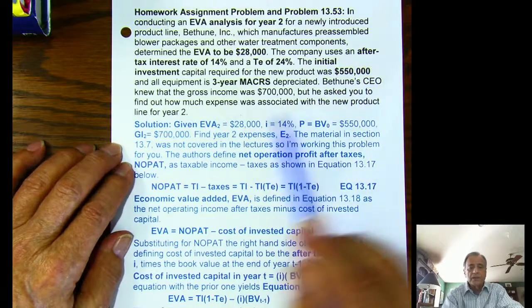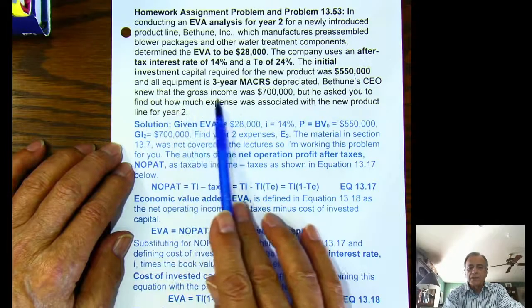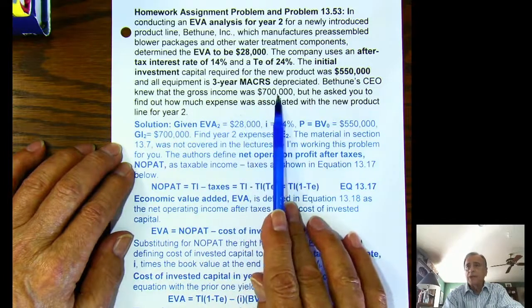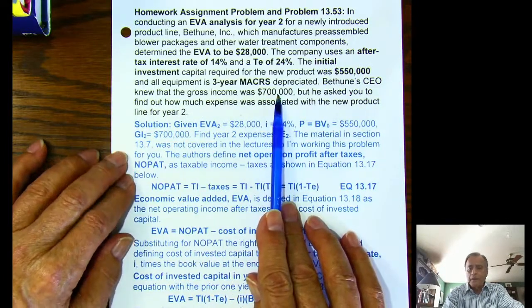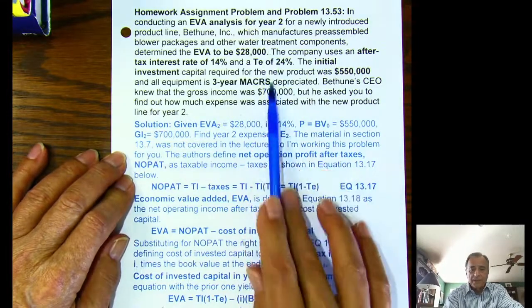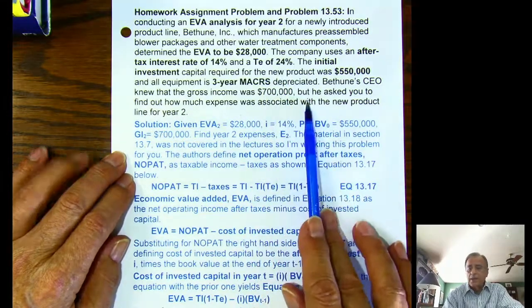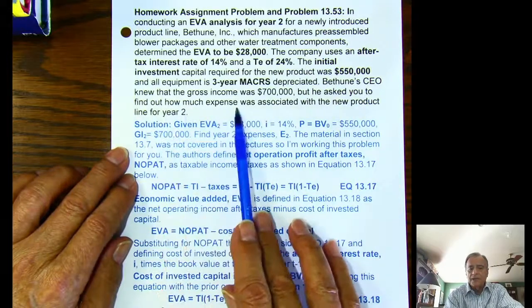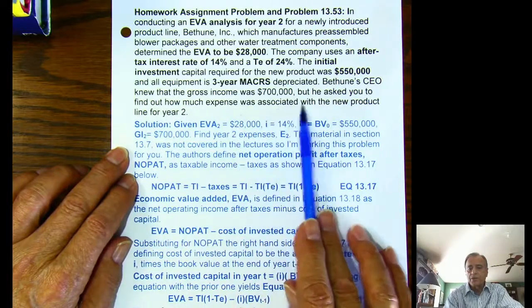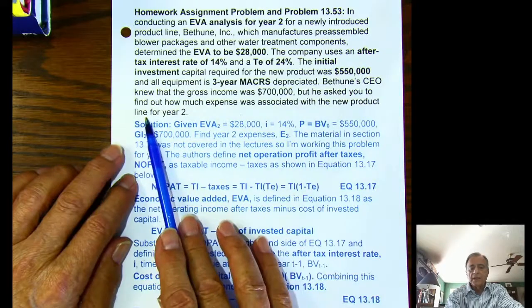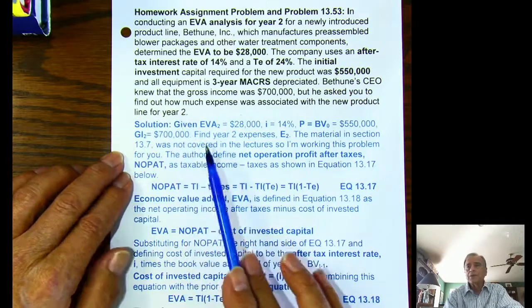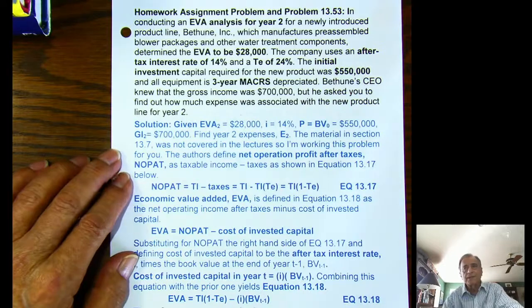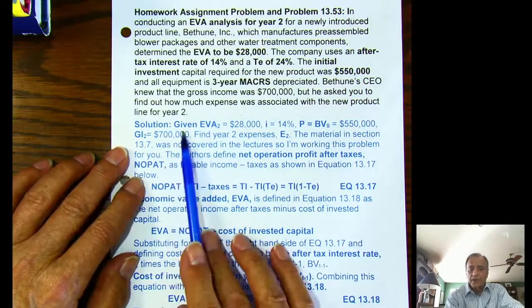Bethune's CEO knew that the gross income was $700,000, and that's in year 2. Everything we're talking about is year 2, but he asked you to find out how much expenses were associated with the new product line for year 2. So we're looking for E2, and there's a bunch of equations we've got to go through. But let's start with what we're given and what we know.